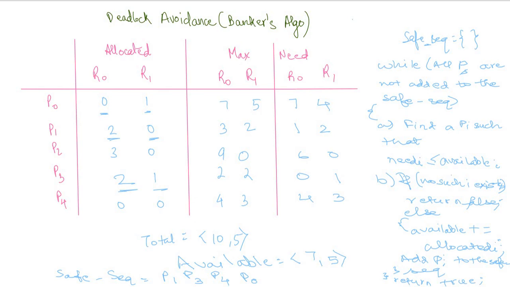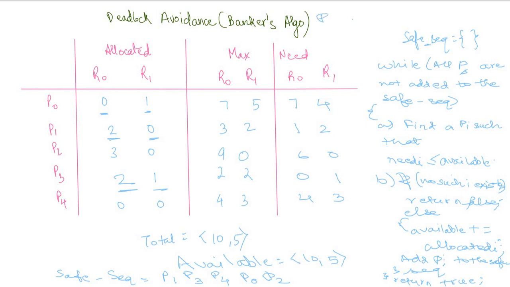Okay, this is available, not available I. So we can add P2 also to the safe sequence, and then we'll add this, and this will become again 10 5. So this means that we have a safe sequence ready. Now since we can develop a safe sequence, it means we are allowed to allocate what P3 requested for. That is for which we were running this algo.